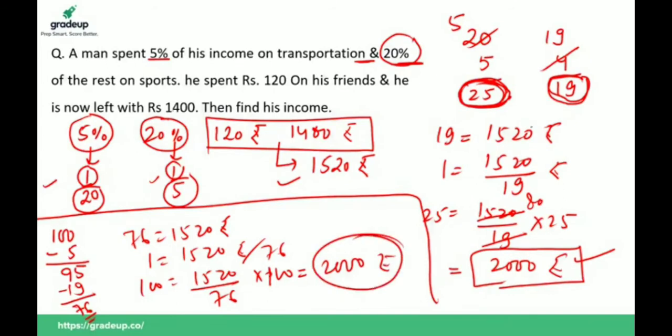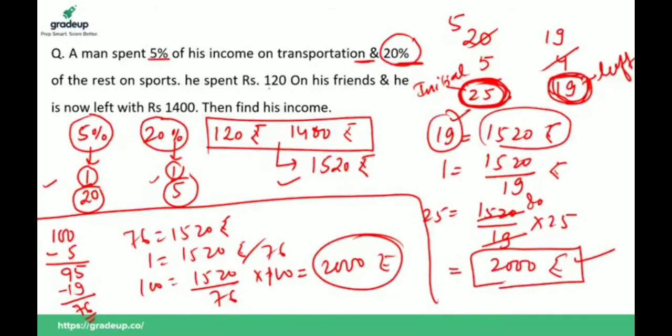Some students are asking, why, sir, is this 19 equal to this? Always remember, this is the initial income and this is the left income. So we are left with income 19 here, and in this question, the left income is 1520. So you can go by either of these two methods. Okay guys, is it clear to all of you? Yes or no?